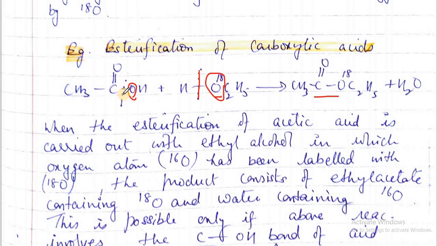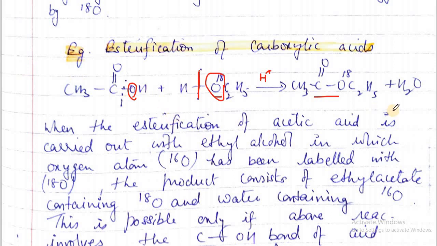So in the esterification of carboxylic acids, this carboxylic acid, that is acetic acid, reacts with alcohol in the presence of acid to give this ester, and in this ester this O18 is present. It indicates that this bond has not broken. So the alcohol O-H bond does not break, and in the acid this carbon-oxygen bond breaks, and this indicates the further mechanism of how it will take place.